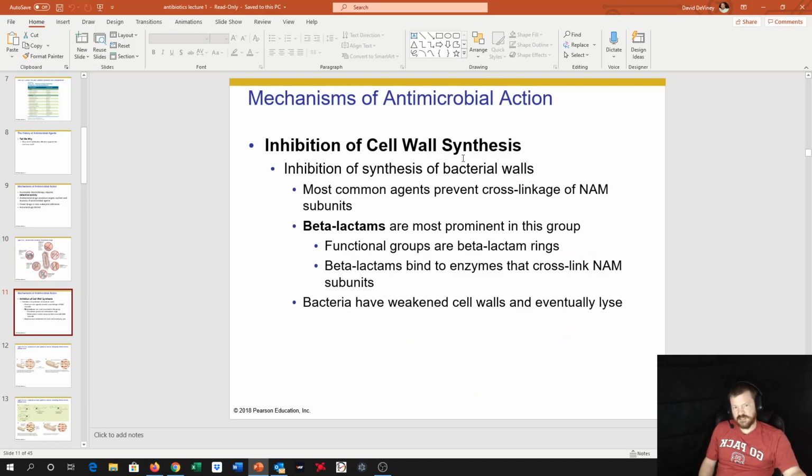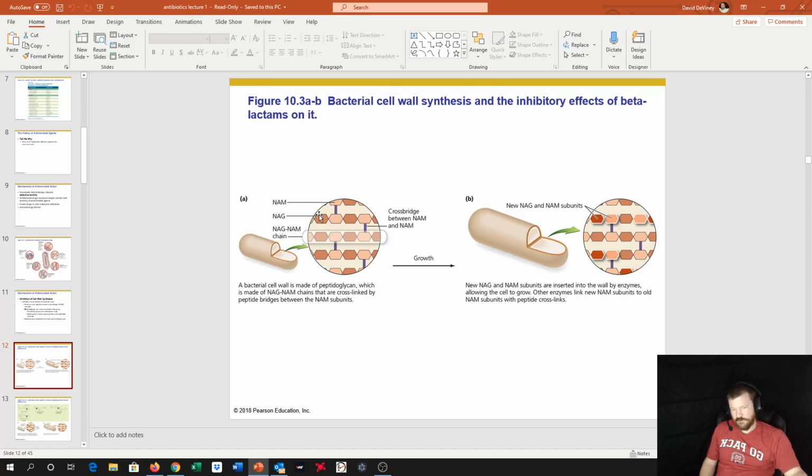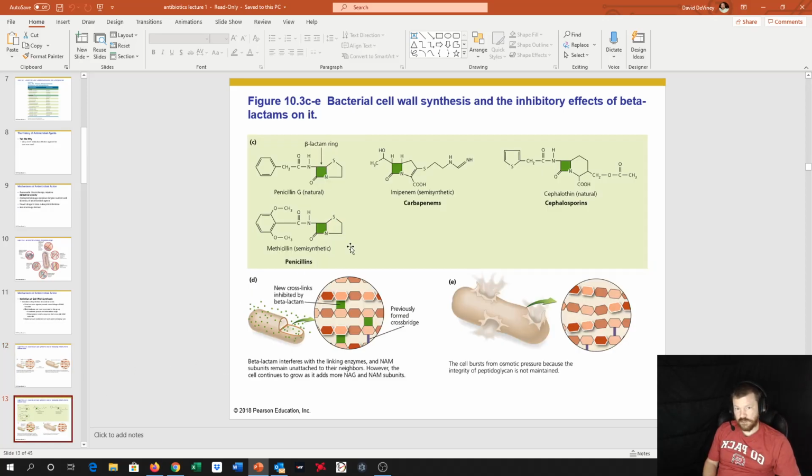So ways we can inhibit cell wall synthesis in bacteria are through beta-lactams. Beta-lactams are essentially penicillins. They cross-link, right, and I can show you here. So if you remember, in the cell wall of bacteria, you had these NAG and NAM molecules that built that peptidoglycan layer. Well, if you can either stop new NAG and NAM molecules, or if you can prevent cross-linkage, then you can essentially weaken bacteria, right? And that's what these beta-lactams do.